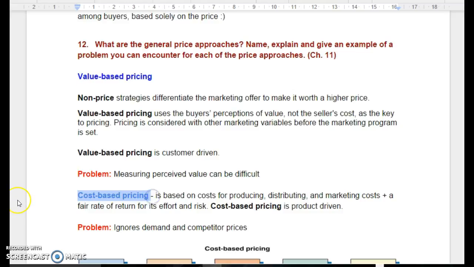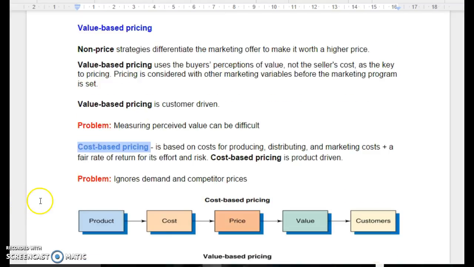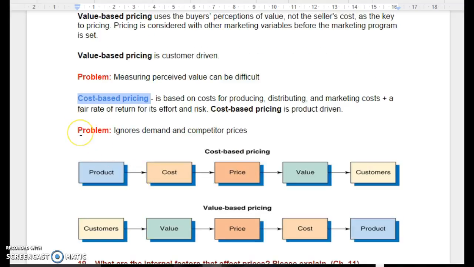The second approach is cost-based pricing. Cost-based pricing is based on the costs for producing, distributing, and marketing, plus a fair rate of return for its effort and risk. Cost-based pricing is product-driven, in opposition to value-based pricing, which is customer-driven. The problem with the cost-based pricing approach is that it ignores demand and competitor prices.